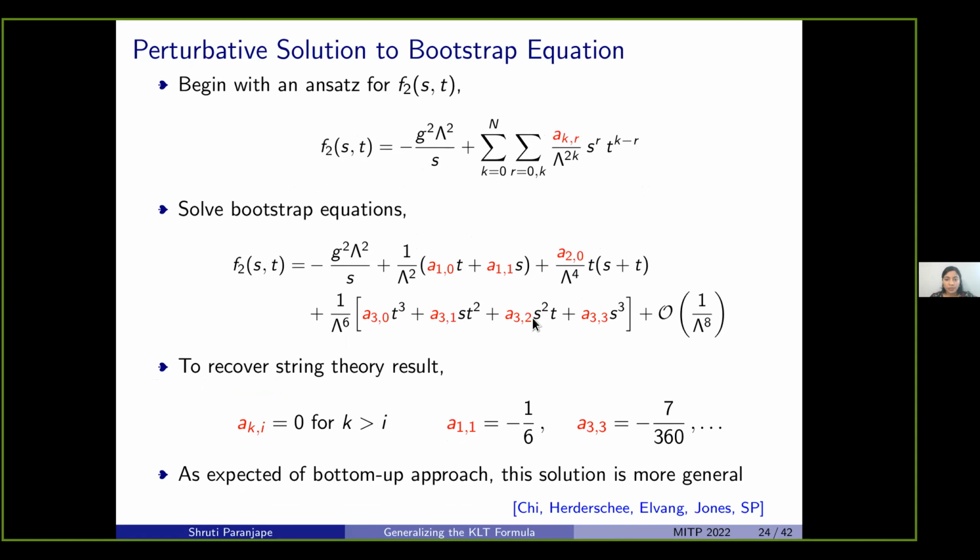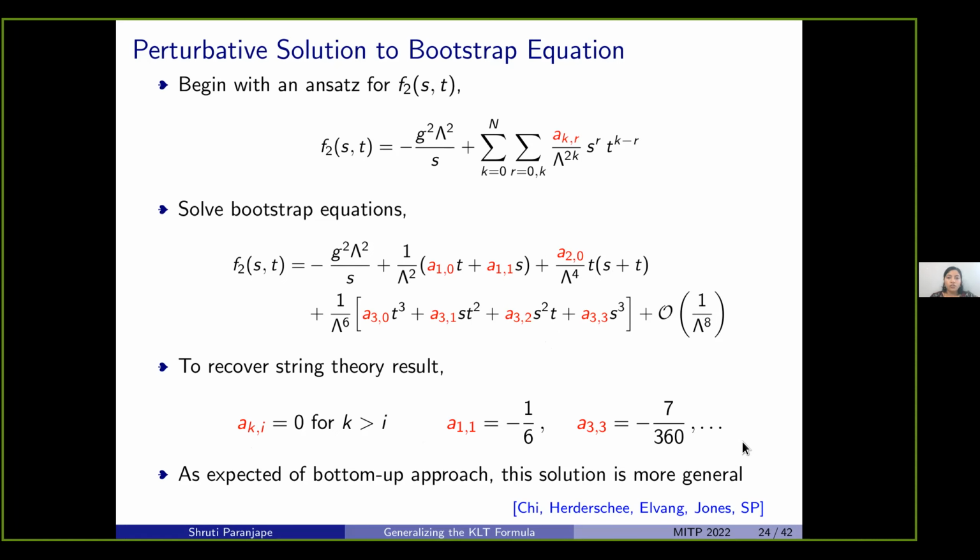We then solve the bootstrap equations that gets rid of some of the coefficients. So you'll notice, for example, that A21 and A22 are removed. And of course, as one would expect, this is more general than the string theory result because the string theory result is the special assignment of the AKR coefficients.